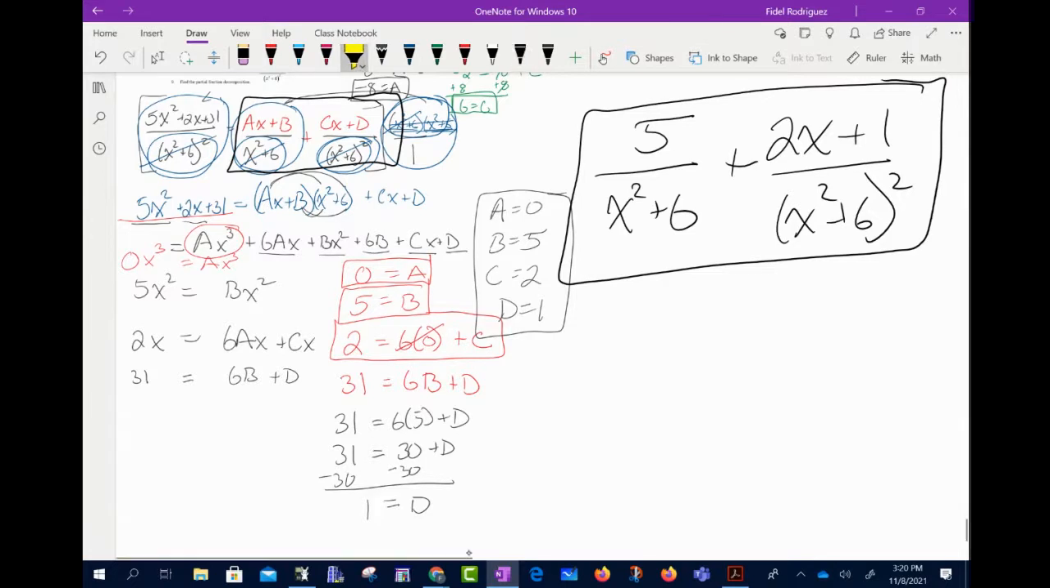So remember what I'm doing here, John? I'm coming back and I'm looking at this ax business, and I'm just filling in my numbers for a, b, and c. So since a was 0, I didn't even worry about it, right? And then it had plus b, and b we came up with the number 5. So 5 over x squared plus 6 plus c, which was the number 2, and then right next to it was an x, so I had to put my x plus d, which was a 1, all over x squared plus 6 squared.